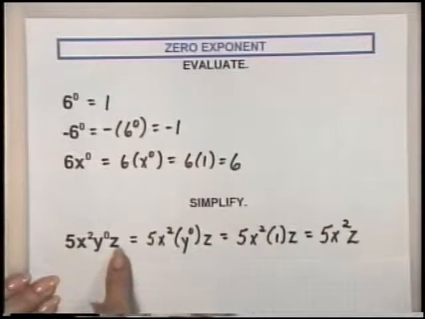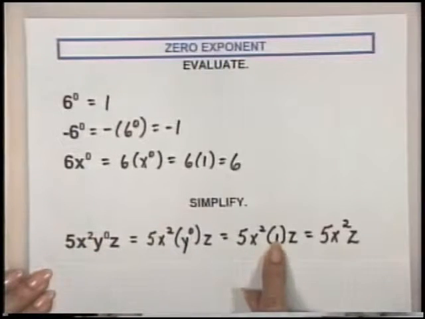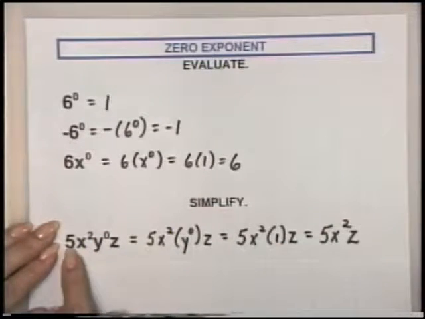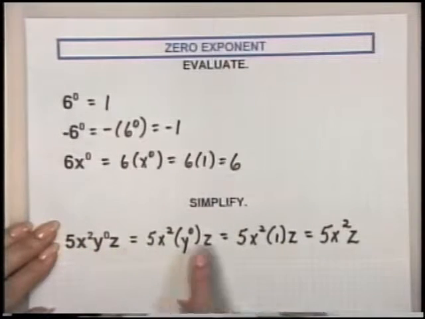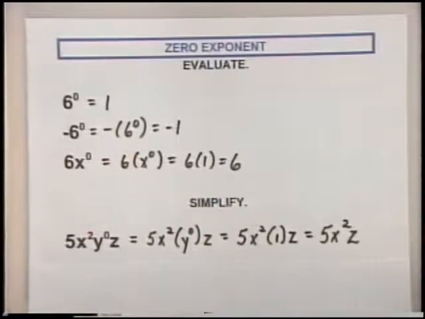What you need to do is recognize when you have a product like these, if one of the factors is raised to the 0 power, then 1 will take the place of that factor, and you don't really need to write the 1. The result is simply the other 3 factors, 5 times x squared times z. That completes the 0 exponent lesson. Let's begin the negative exponent lesson.